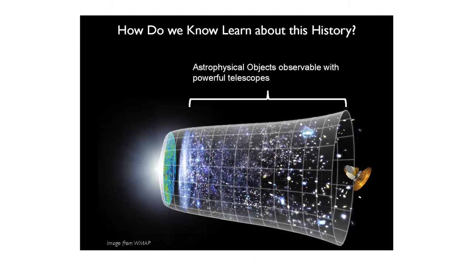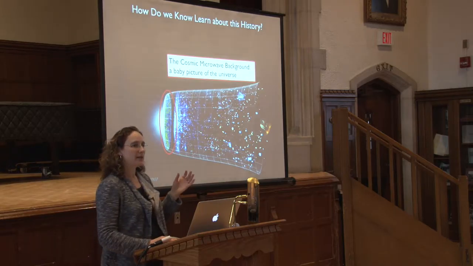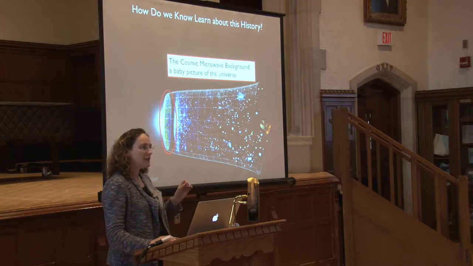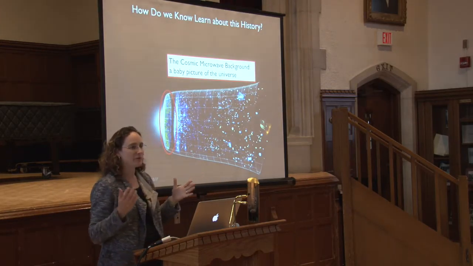So astrophysical objects, the kinds of things like stars and galaxies and quasars and supernovae, are things that you can look at with powerful telescopes of the kind that you can imagine: optical telescopes, infrared telescopes, X-ray telescopes. The cosmic microwave background is particularly interesting because it is the baby picture of the universe before the formation of all of the structure. And that's interesting just because, but it's also particularly interesting because it carries the imprint of the initial conditions of what the universe looked like way back before it got all mixed up by astrophysical processes.